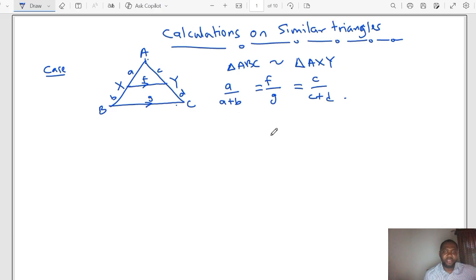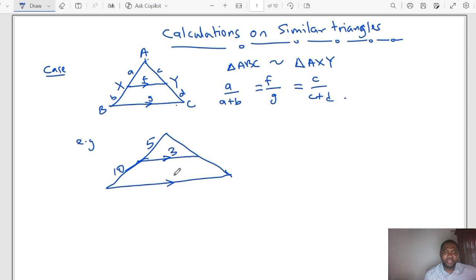you can use this to answer any questions that have to do with similar triangles. Okay? And so a good example now is, let's assume I have a triangle just like what I have there, and I have this line parallel forming two similar triangles, and let's say this is 5, and let's say this is 10, and let's say this is 3, and let's call here x, and we are asked to find the value of x.